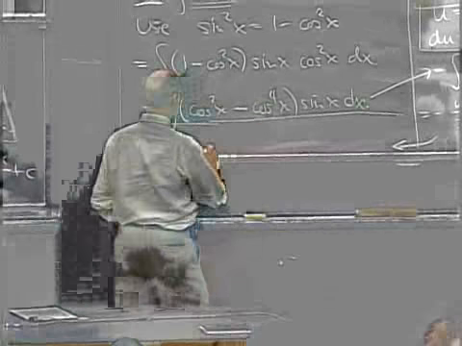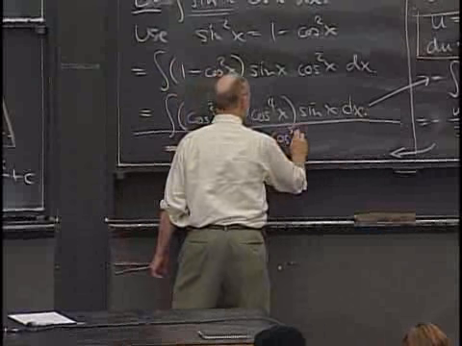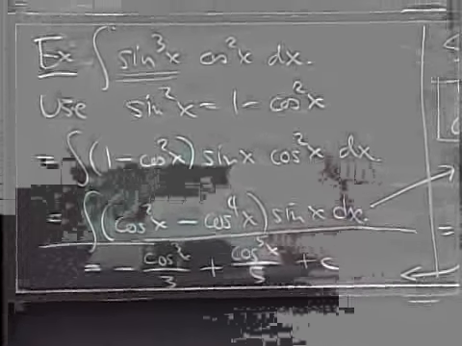And the result is, well, I just replaced the u by cosine of x. So this is minus cosine cubed of x over 3 plus, thank you, cosine to the fifth of x over 5 plus a constant. And there's the answer.